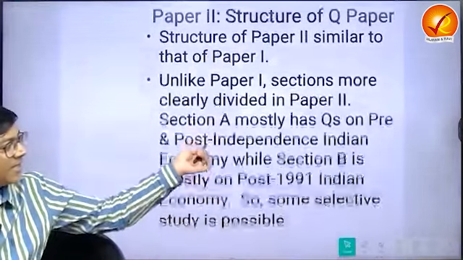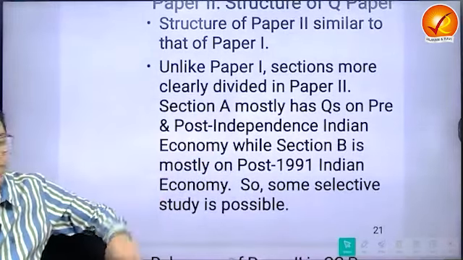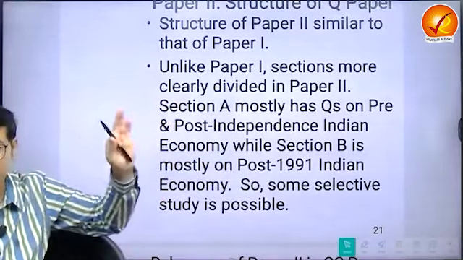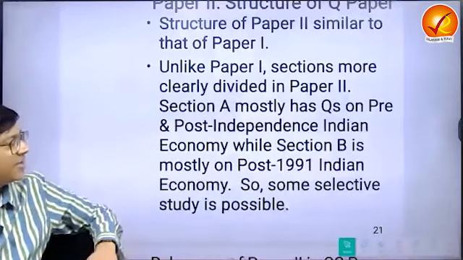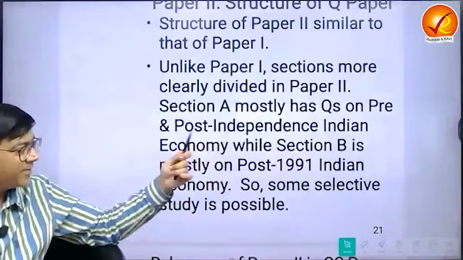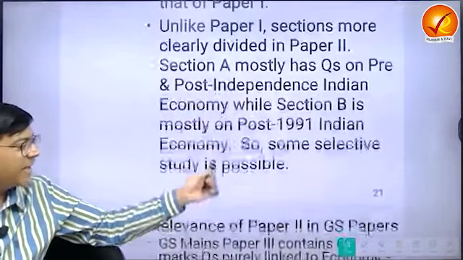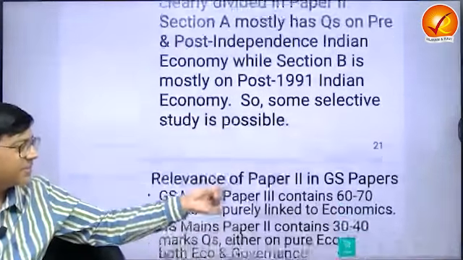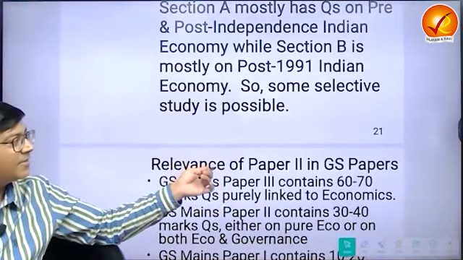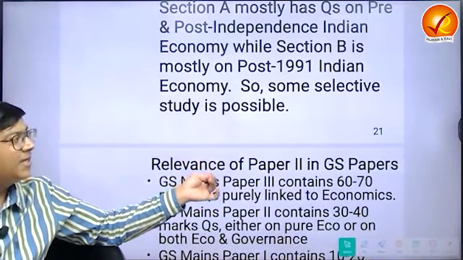However, generally we have seen that sections are more clearly divided in paper 2. Take it as a general thing, not necessarily always. Like section A is mostly pre and post independence. I told you this already. And section B is mostly the post 91. So we have done that, and that is the reason why some selective study is possible, but it will still be risk taking.